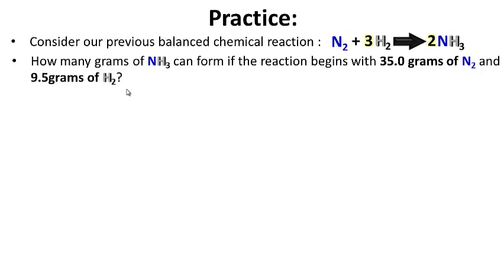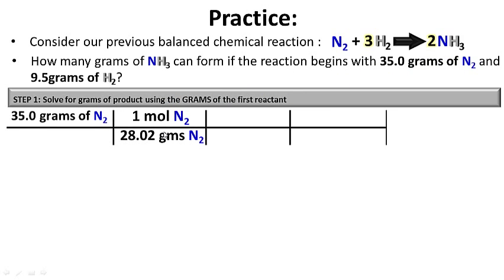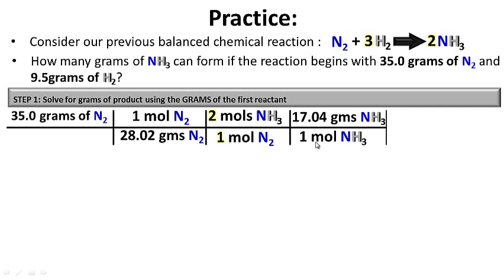All right, let's see how you did here. So step 1, using those steps you just wrote down, solve for grams of product using the grams of the first reactant. So we're starting off with 35 grams of N2. 1 mole of N2 has a molar mass of 28.02 grams, and we know 1 mole of N2 will produce 2 moles of NH3, and 1 mole of NH3 has a molar mass of 17.04 grams. The units cancel, giving us 42.6 grams of NH3 can form from 35 grams of N2.